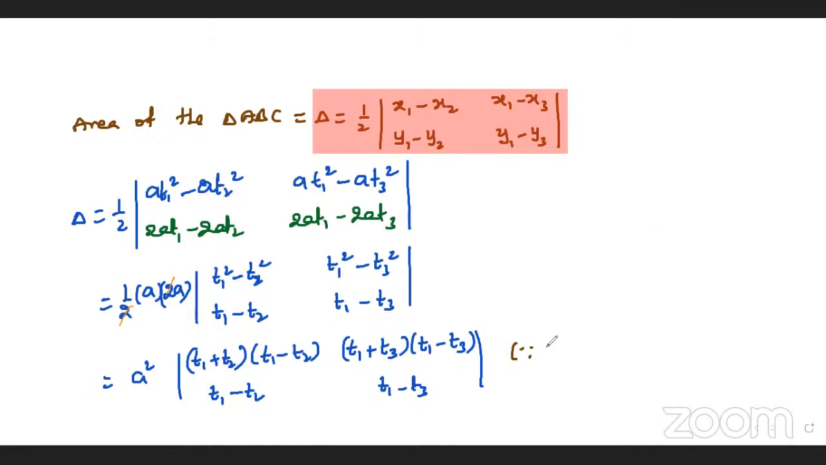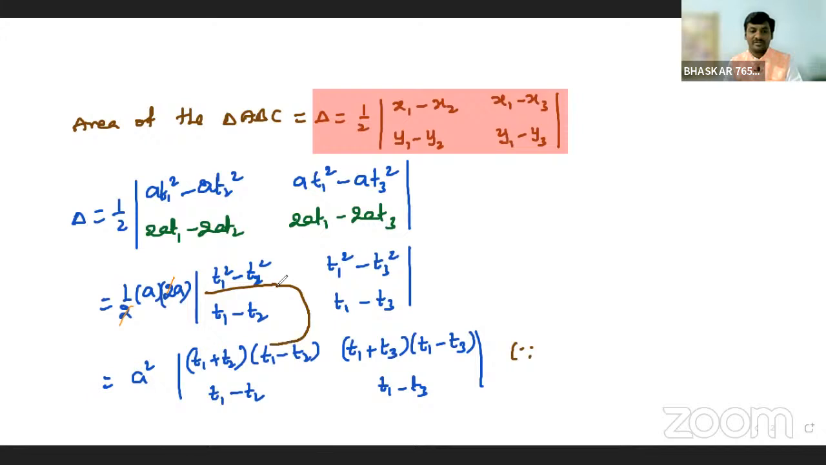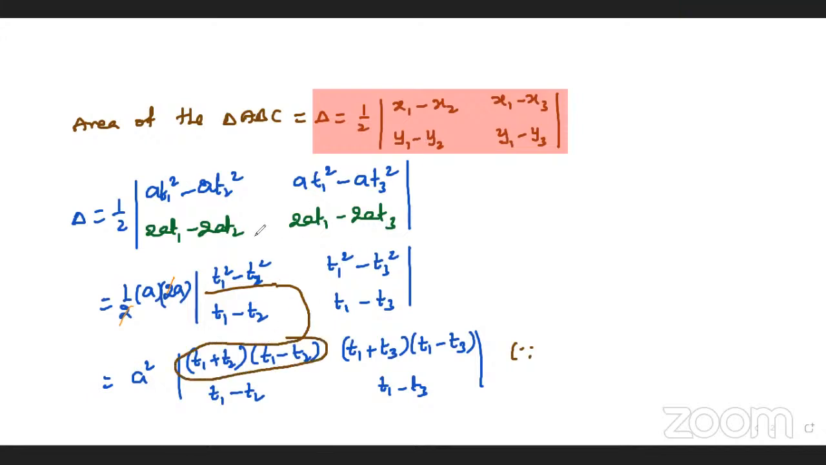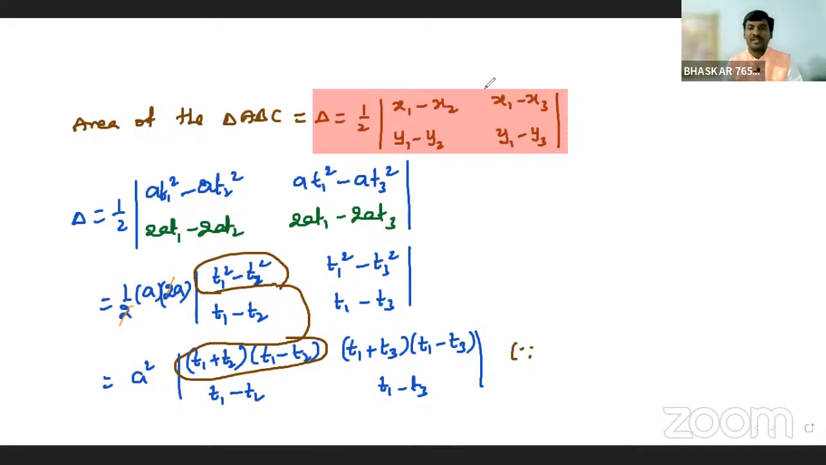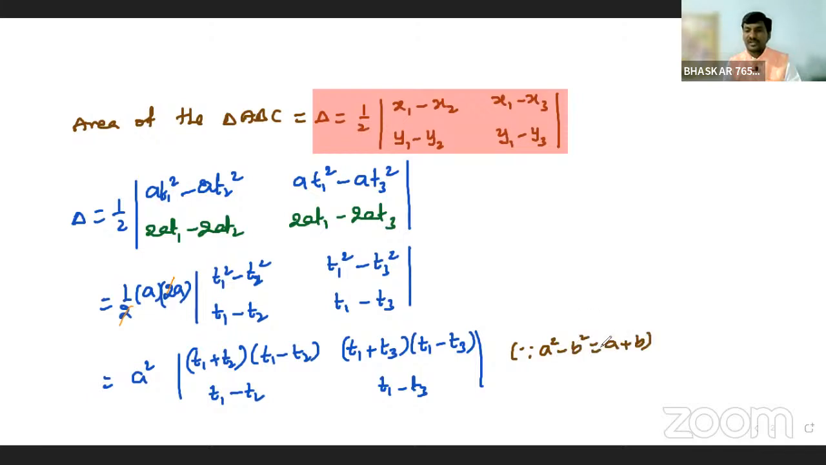From this step, what formula do we use for splitting this? a square minus b square is equal to a plus b into a minus b. Tell me the formula once again. Repeat once again. a square minus b square is equal to a plus b into a minus b. All of you repeat this formula.